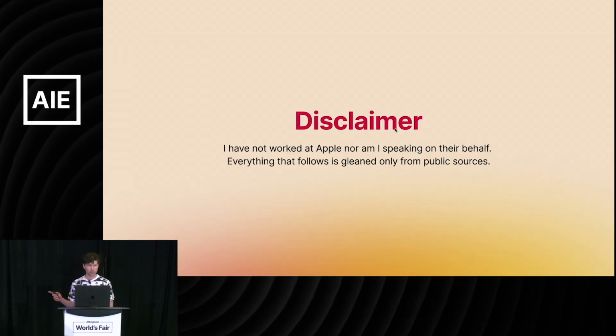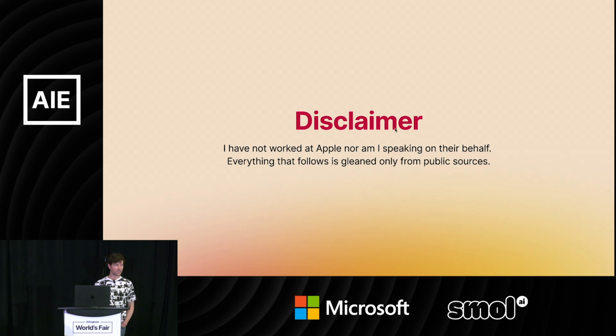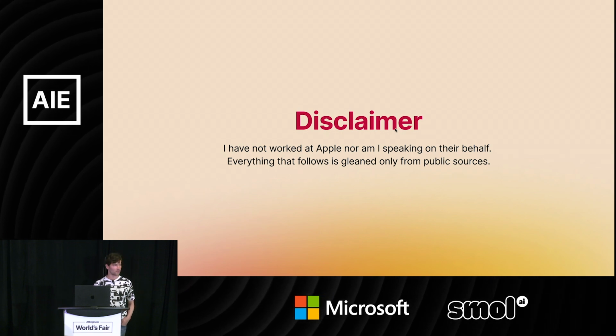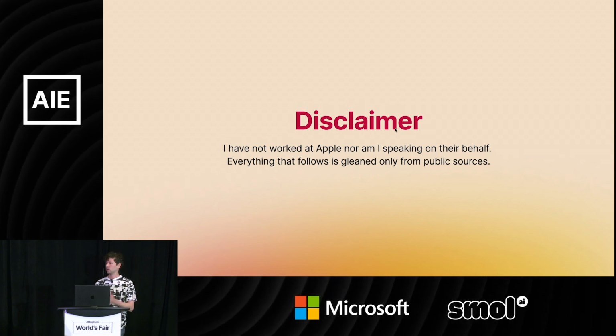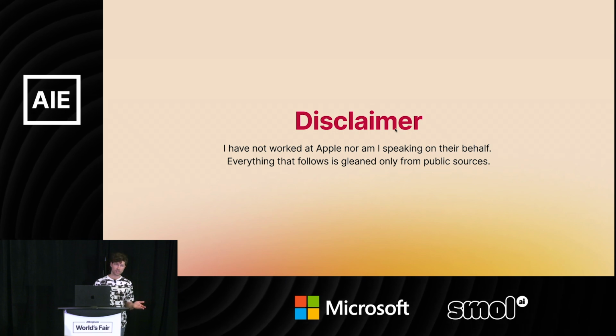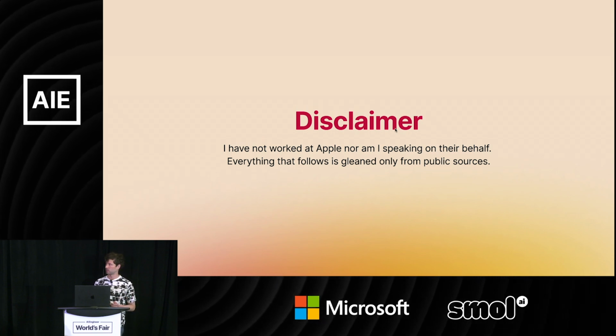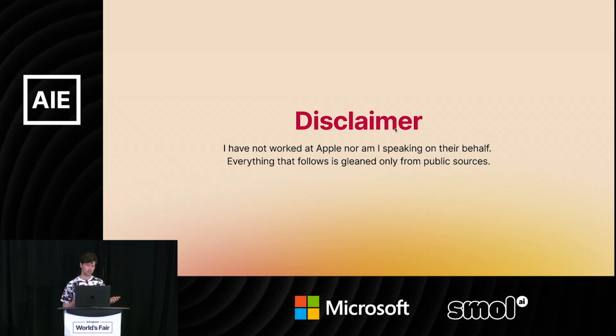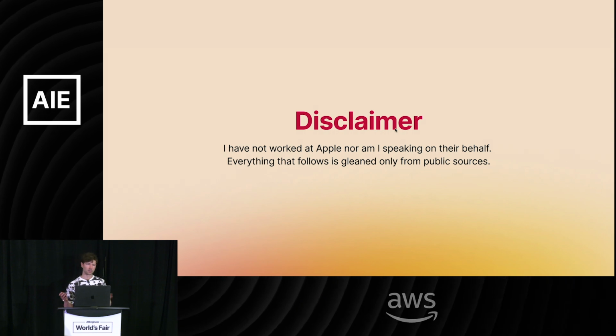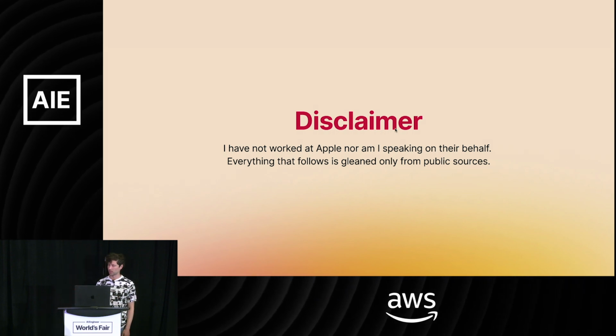But again, disclaimer, I'm not an Apple employee. I'm not speaking on their behalf. Everything I've gleaned is from public sources. And hopefully, what we'll learn today is some tools that we can use ourselves. There's really 6 key components and some approaches to ensure privacy. And privacy and security are very related, not perfectly overlapping, but related.